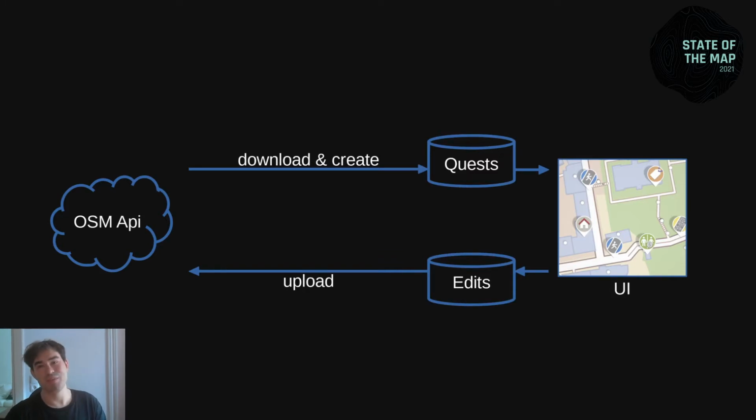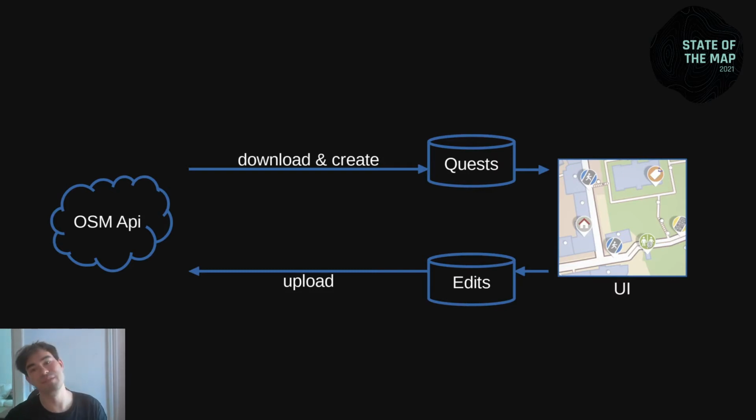So easy fix, we just persist the quests after we created them in a local database, and then whenever the quest database changes, we change the UI, and whenever we created an edit, then we persist it into the database, and whenever the edits database changed, we trigger the upload. So when the upload fails, the edit remains in the database forever. So you can reboot the smartphone, close the app, whatever. When you restart the app, the quests will be there again.